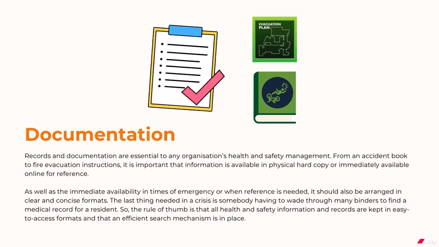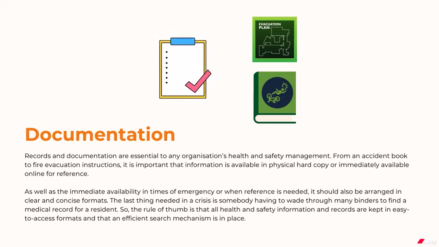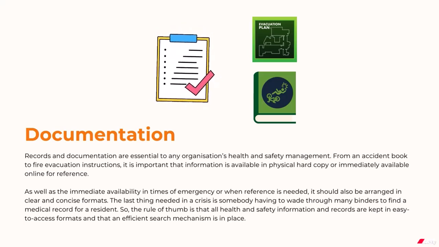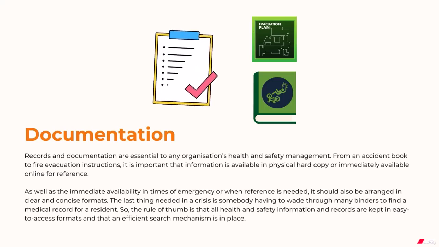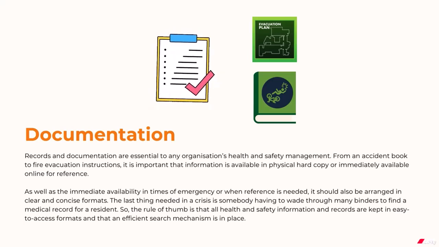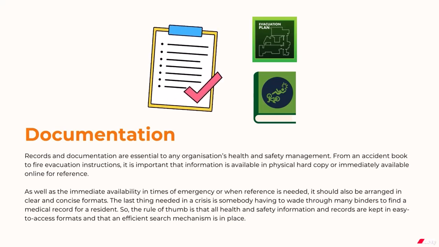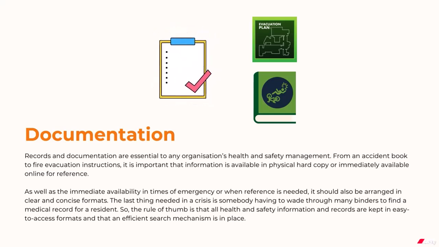It should also be arranged in clear and concise formats. The last thing needed in a crisis is somebody having to wade through many binders to find a medical record for a resident. So, the rule of thumb is that all health and safety information and records are kept in easy to access formats and that an efficient search mechanism is in place.